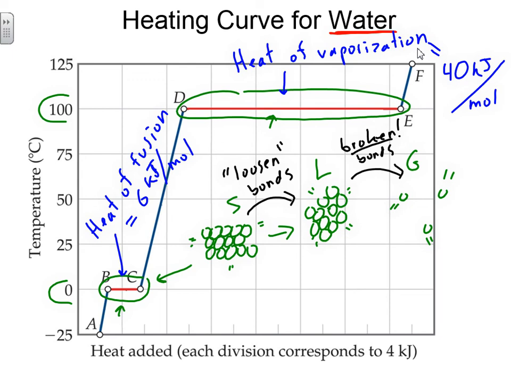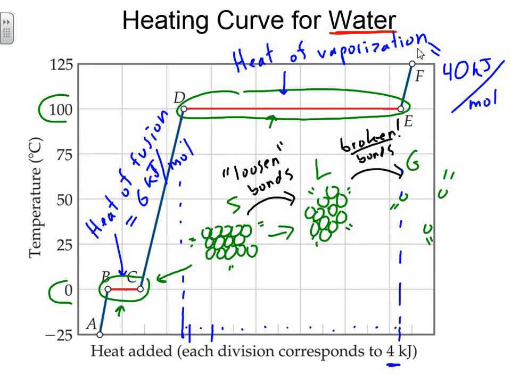You can actually see this on the scale. It says the heat is added toward the bottom, and each division corresponds to 4 kilojoules. So from here to here, that's 4 kilojoules. For water, we're roughly going from this spot to this spot, through 10 of these divisions: 1, 2, 3, 4, 5, 6, 7, 8, 9, and if you add this one, that's 10. So roughly 10 divisions, which is 40 kilojoules.